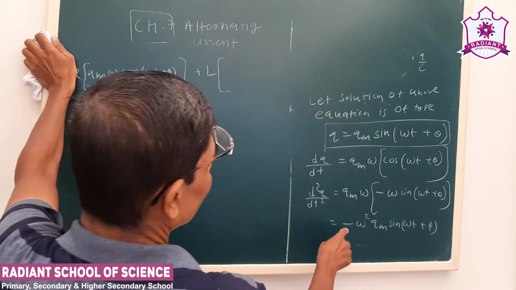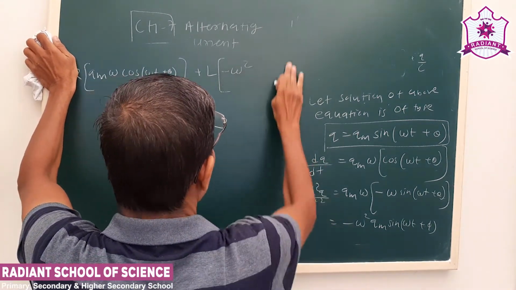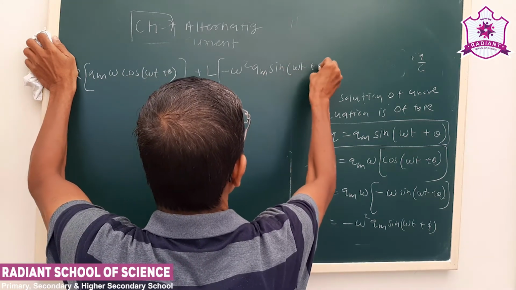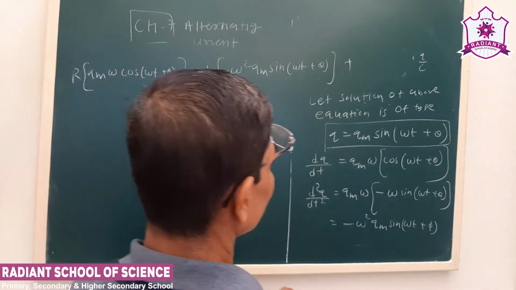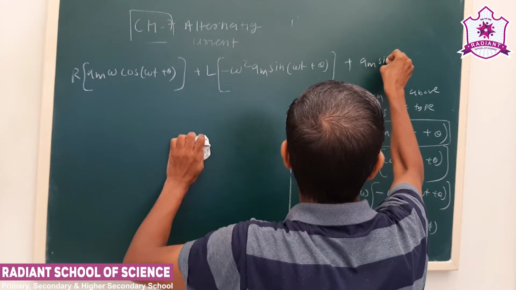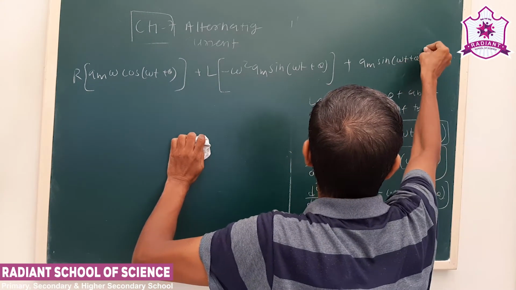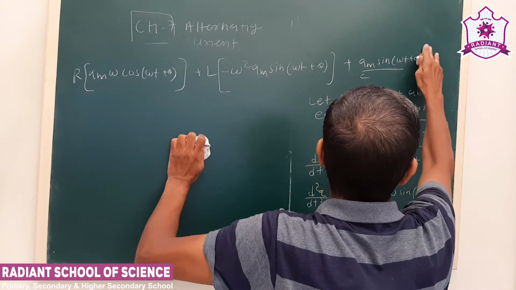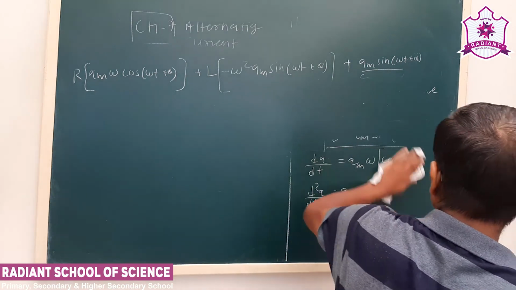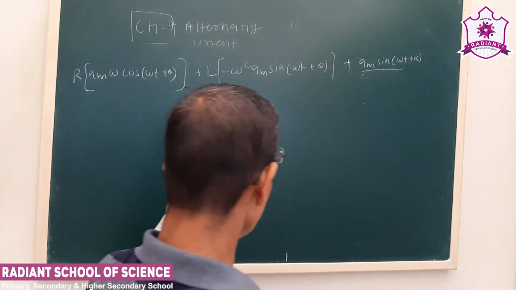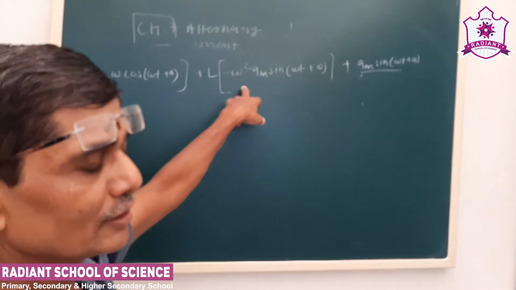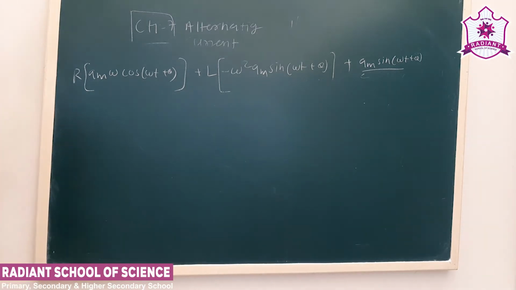What is the value of d square q by dt square? Minus omega square qm sin(omega t plus theta), plus q by c, where q is qm sin(omega t plus theta). So this is how our equation has become. We have substituted the value of i, then dq by dt, and d square q by dt square.